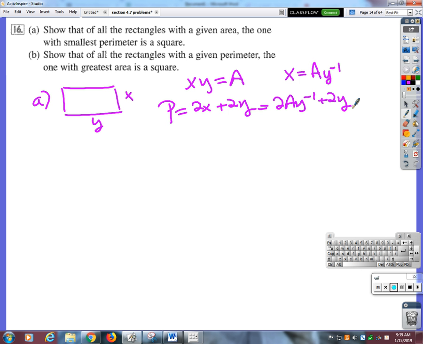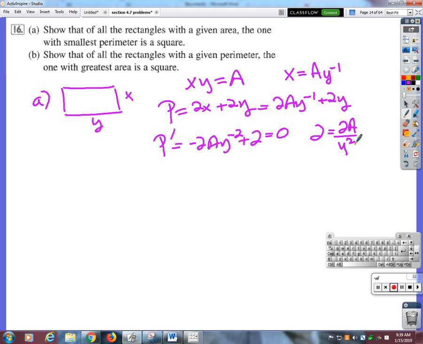All right, now I'm ready to take el derivativo. What's the derivative of 2ay to the negative 1? Good. Negative 2ay to the negative 2. And then the derivative of this is 2. And then I set that equal to 0. So I'm going to rewrite this as 2 equals 2a over y squared.